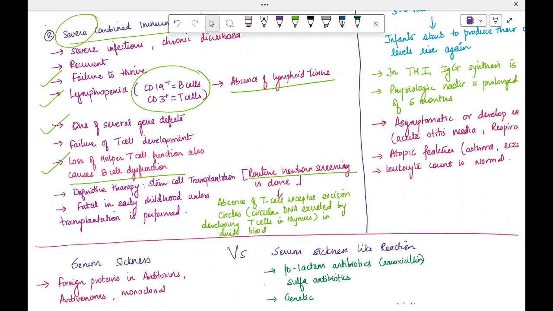Because it is so severe, routine newborn screening is done. If there's absence of T cell receptor excision circles, that is circular DNA excreted by the developing T cells in the thymus, in the dried blood, then we know that it is severe combined immunodeficiency. It is fatal in early childhood unless transplantation is performed. That is why routine newborn screening is essential, and it is included in the routine newborn screening. So what is the solution? That is transplantation. Stem cell transplantation is the only definitive treatment.